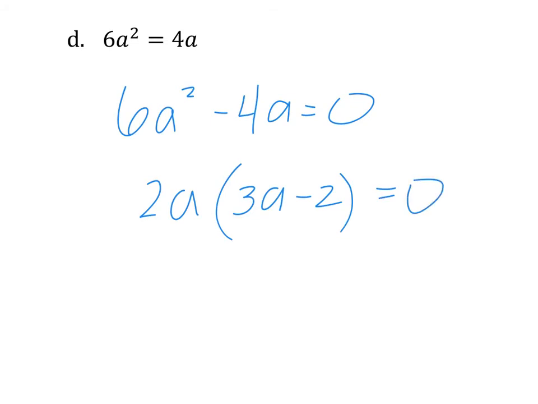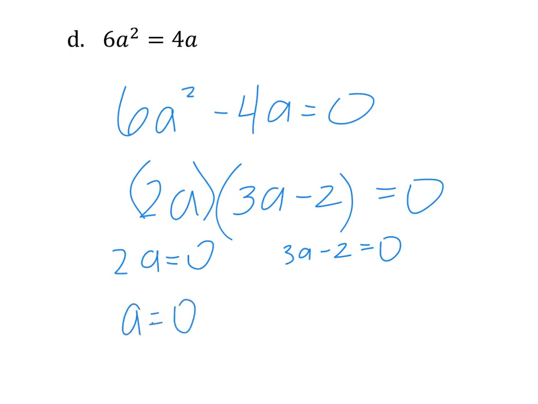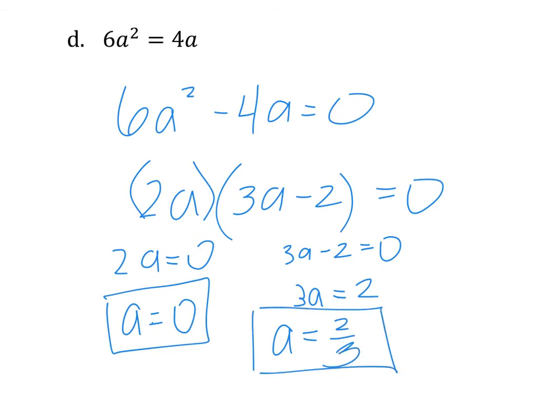From here, we are going to equate each of these to 0. 2a equals 0. 3a minus 2 is equal to 0. Solving for a, divide by 2, a is 0. Or 3a minus 2, so this is a 2-step. I'll have to move the 2 to the other side. 3a equals 2. Dividing by 3, a is equal to 2 over 3. Okay, so again, you should have 2 answers for pretty much all of these.